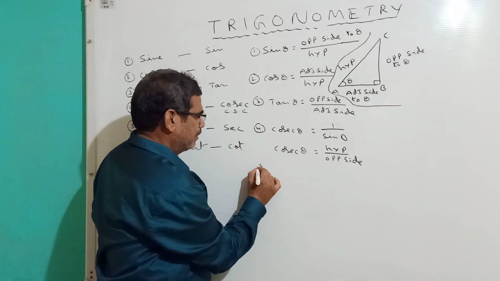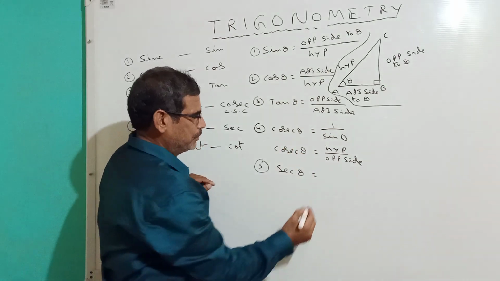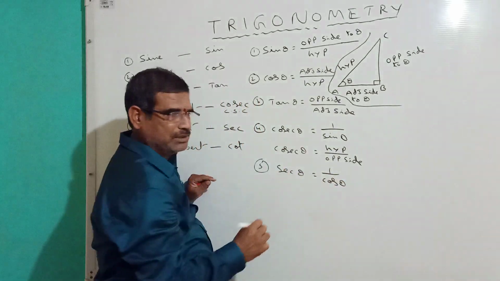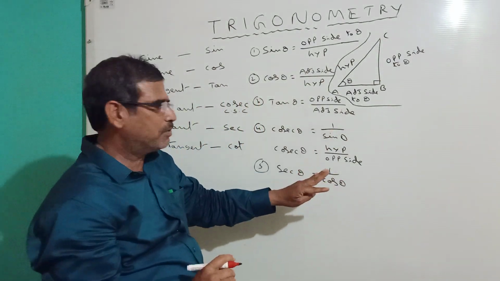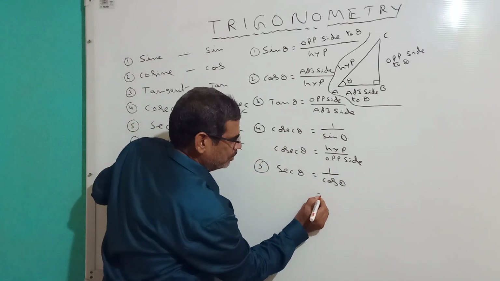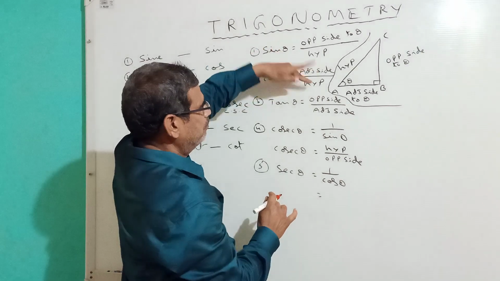In the same way, secant theta. Secant theta is equal to 1 by cos theta. So secant is the reciprocal of cos theta. Reciprocal means 1 by the number, reversing it. Where is cos theta? Here. So we have to reverse this one.